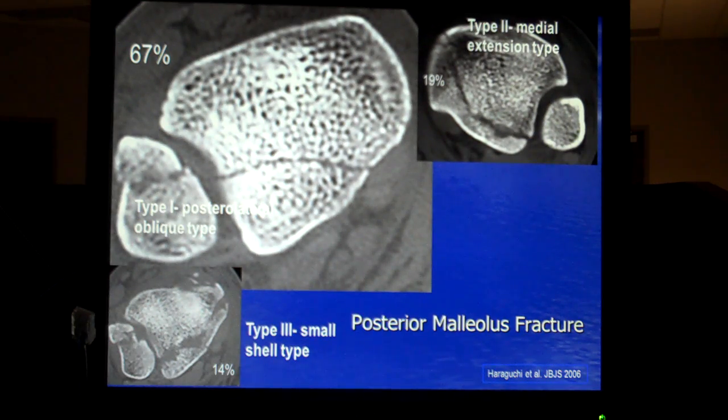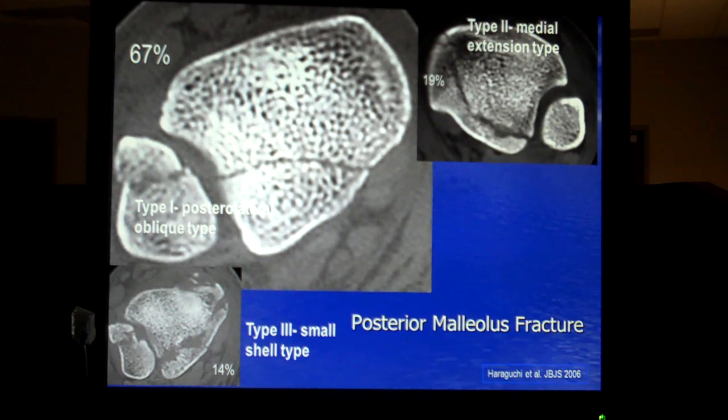When I fix them, I always fix them posterior. I directly visualize the fracture, I reduce it, and I put two screws in. From a posterior lateral approach, and I extend the incision and posterior plate the fibula. It's a great operation. It's a great approach.